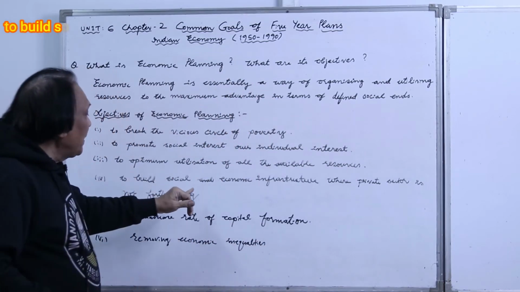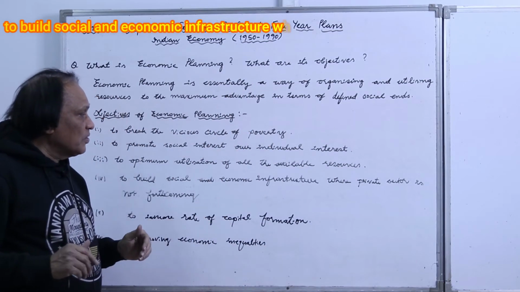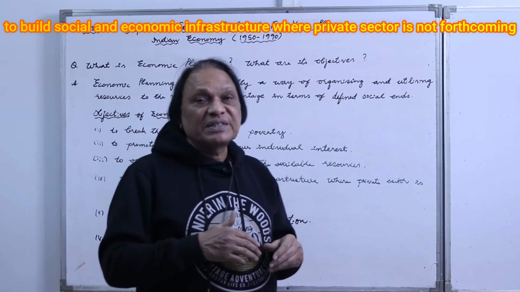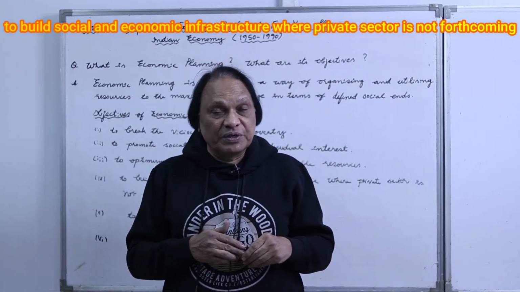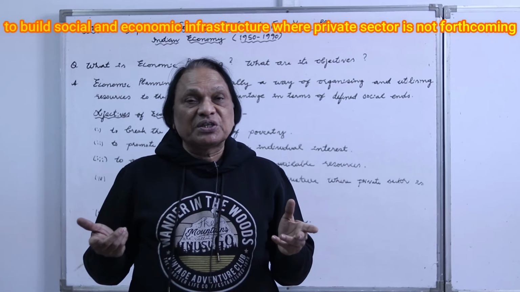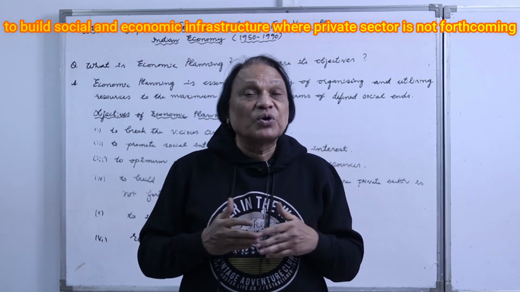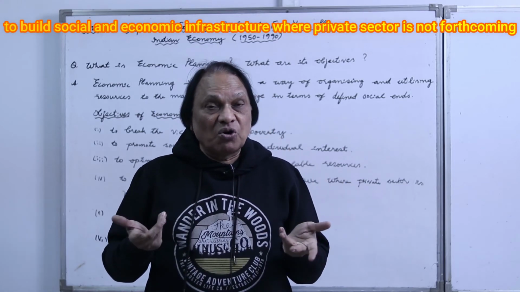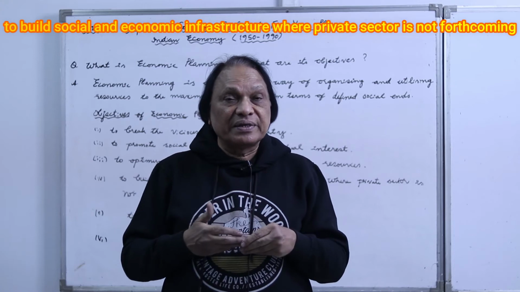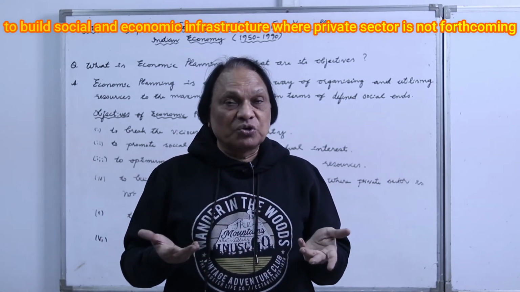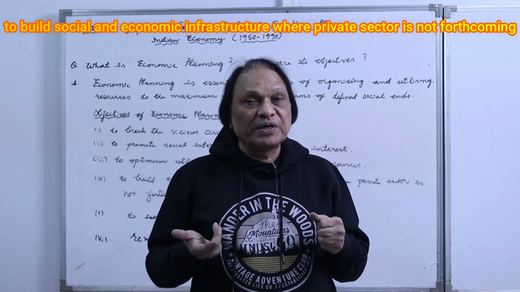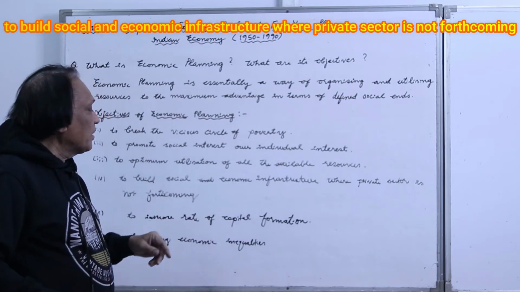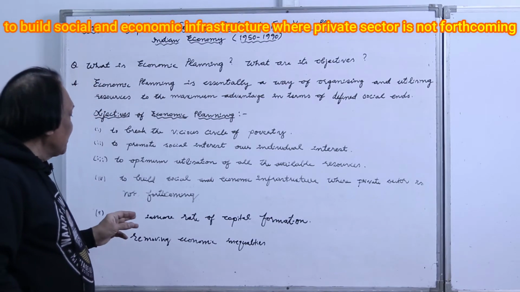Number four, to build social and economic infrastructure where private sector is not forthcoming. What it means, see, the private sector's main motive is profit. We discussed already, the main motive of the private sector is profit. So the private sector won't take initiative to construct roads, street lighting, parks, defense, law and order. So who will take interest in that? The government or the public sector should come into that. That's the main objective of providing government schools. So that is to build social and economic infrastructure where private sector is not forthcoming.